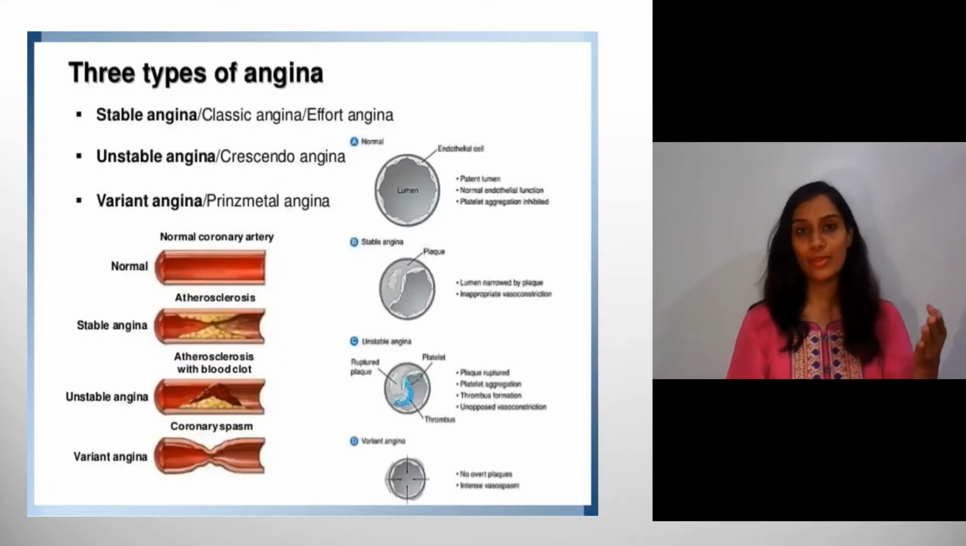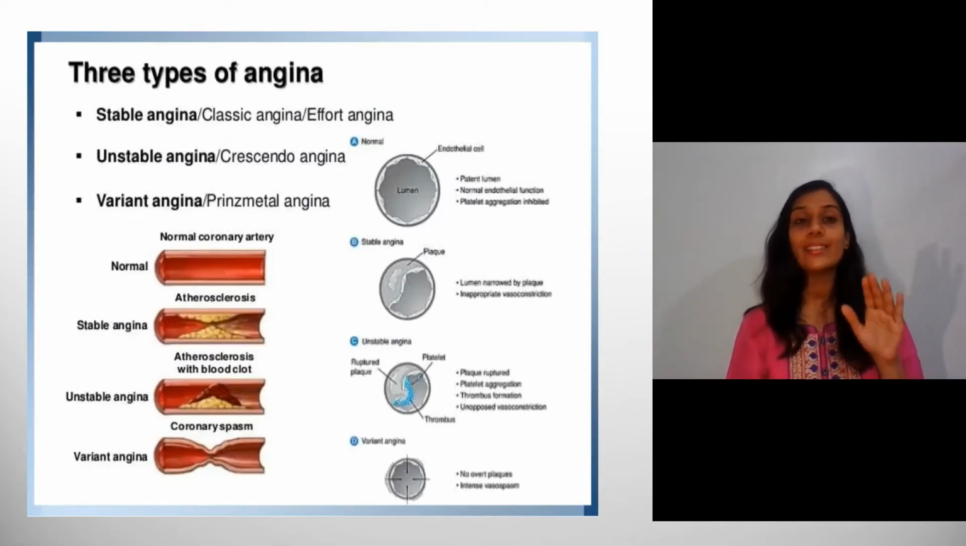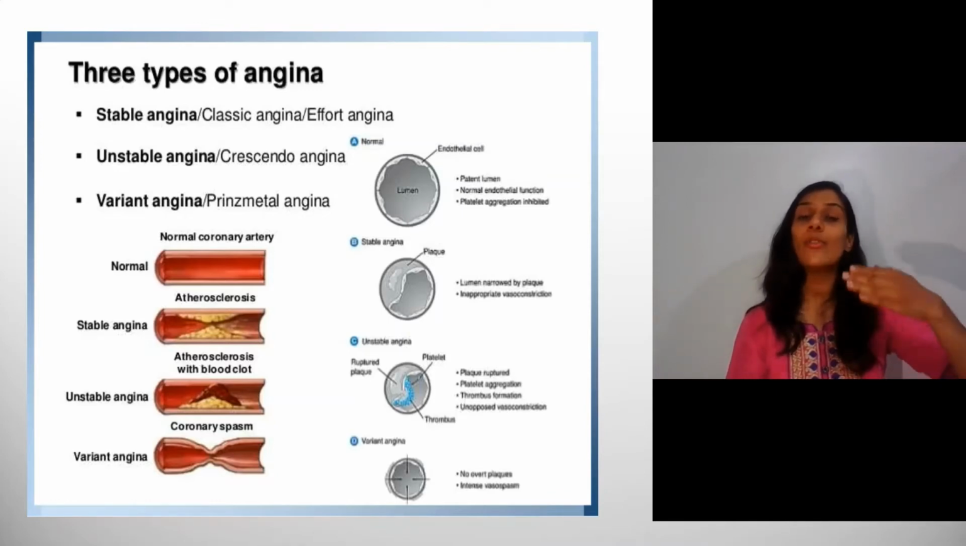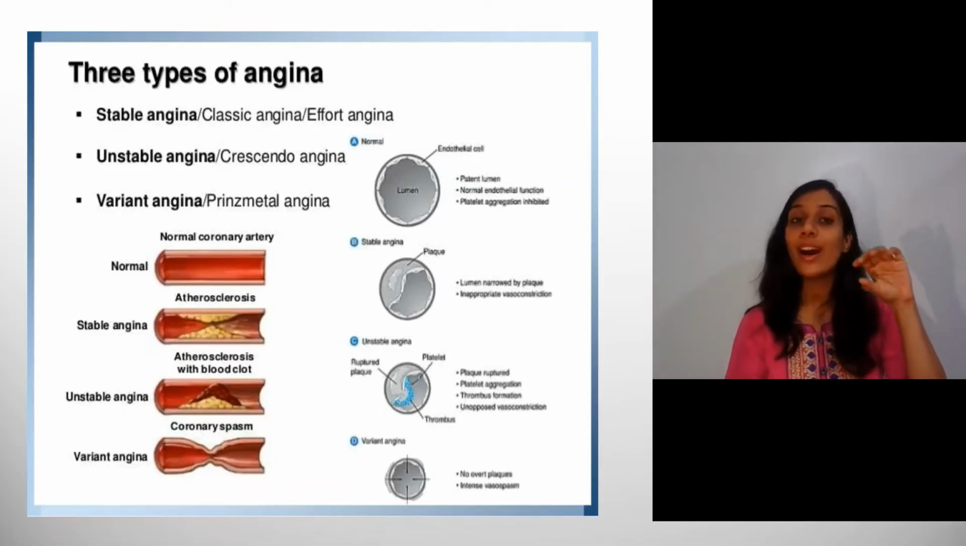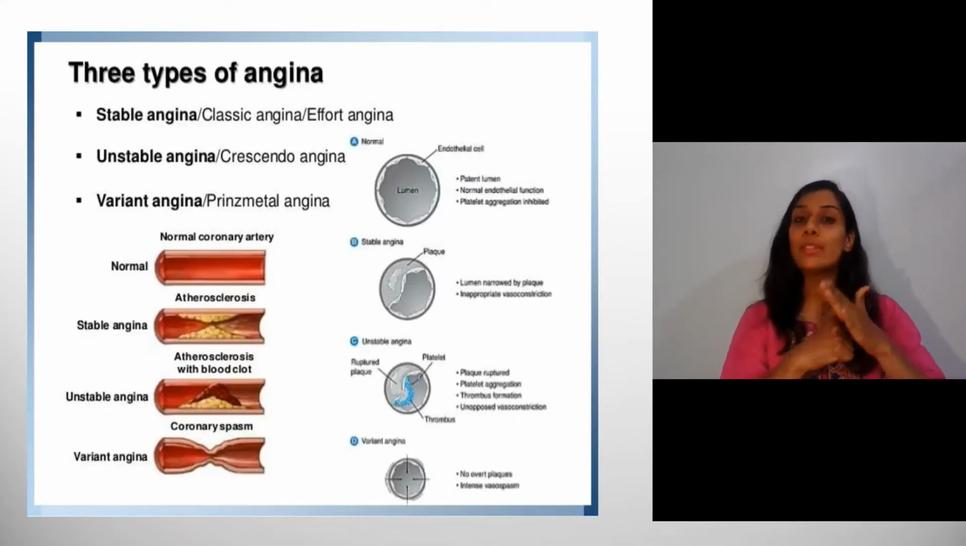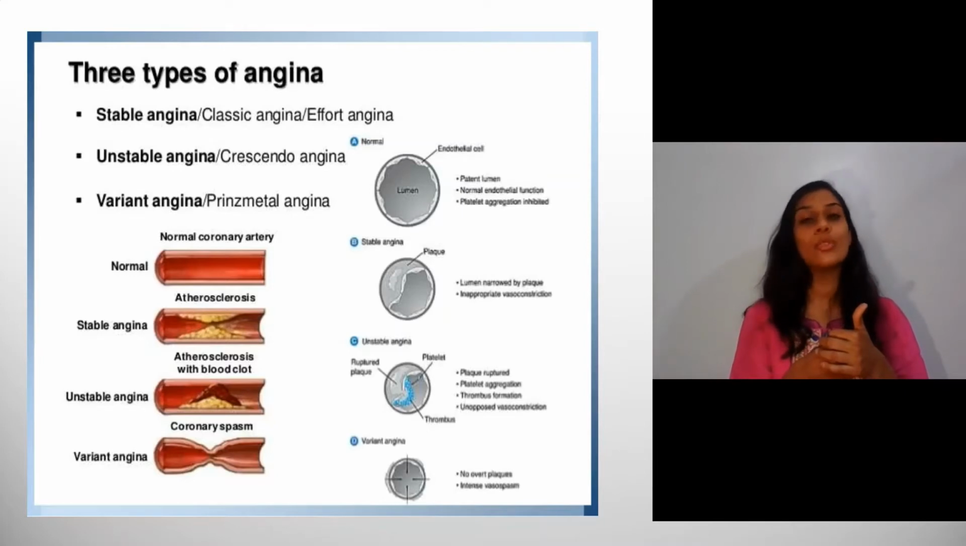Then what are the types of angina? As I've told, angina is nothing but chest pain. Now there are three types of angina: first, stable angina, second, unstable angina, and third, variant angina. In stable angina, as you can see in the figure, this is the normal lumen of normal coronary arteries. What occurs in stable angina? There occurs a formation of atherosclerotic plaque. Due to the formation of atherosclerotic plaque in coronary arteries, due to deposition of fatty material, it results in difficulty in oxygen supply to the myocardium, and this results in myocardial ischemia, which results in angina. This type of angina is called stable angina.